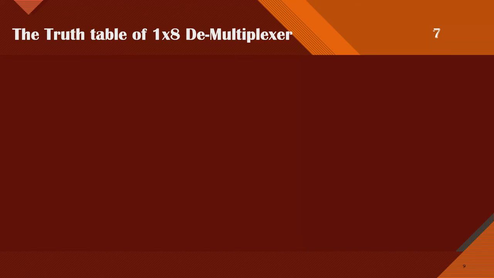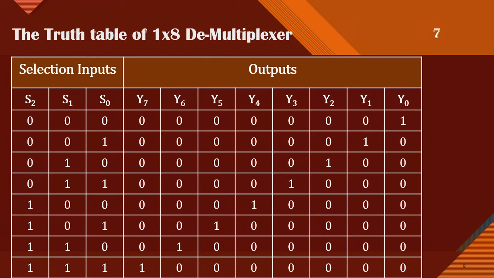The truth table of the 1 into 8 demultiplexer has 8 outputs, Y0 to Y7, and 3 selection lines, as I have already told, and the rest is the same, only one output is 1. See, diagonally you will be getting a 1. This is the pattern that will be followed, and this is as usual.